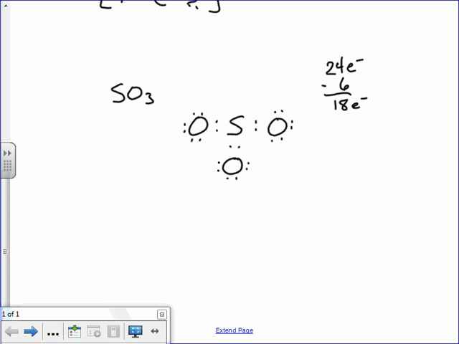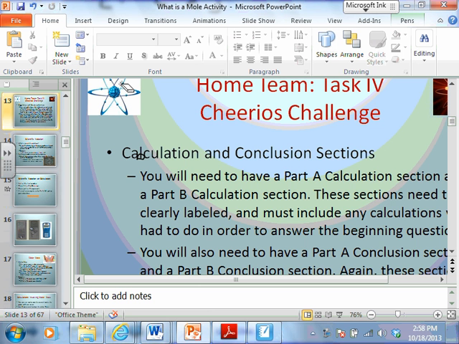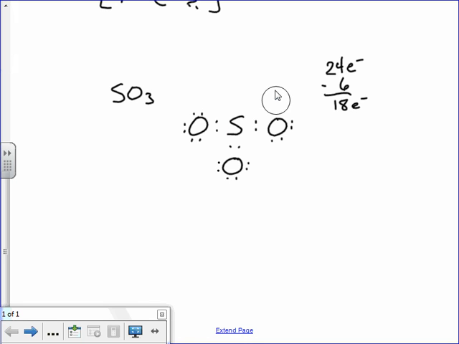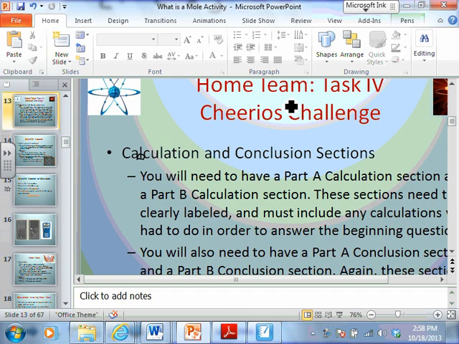Well, we got a problem because sulfur's not happy, right? So what we have to do here is from one of the oxygens, we need to make a double bond. Then the sulfur has enough. Problem is, which oxygen? They're all pretty much the same, right?